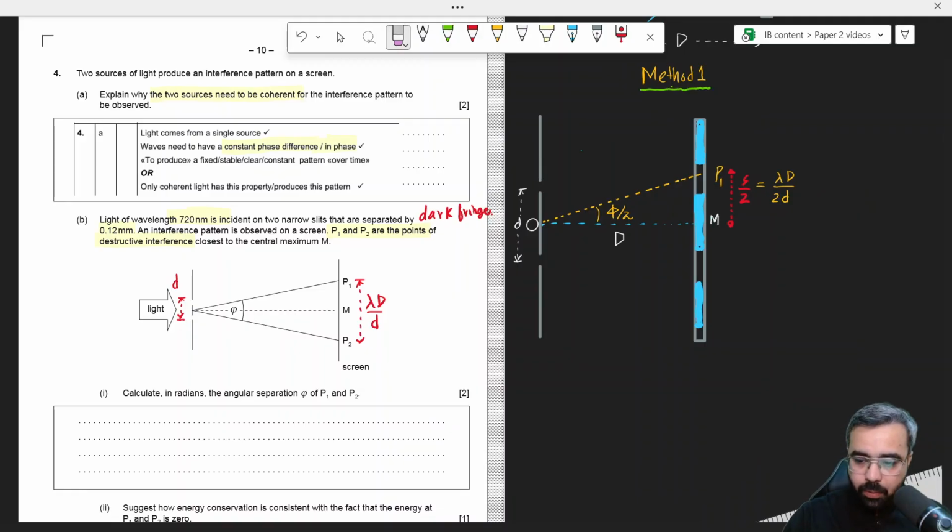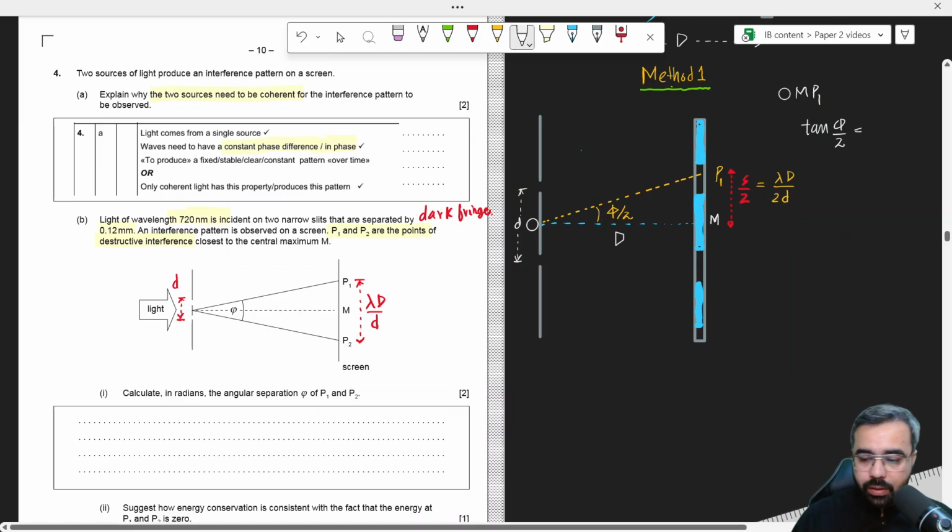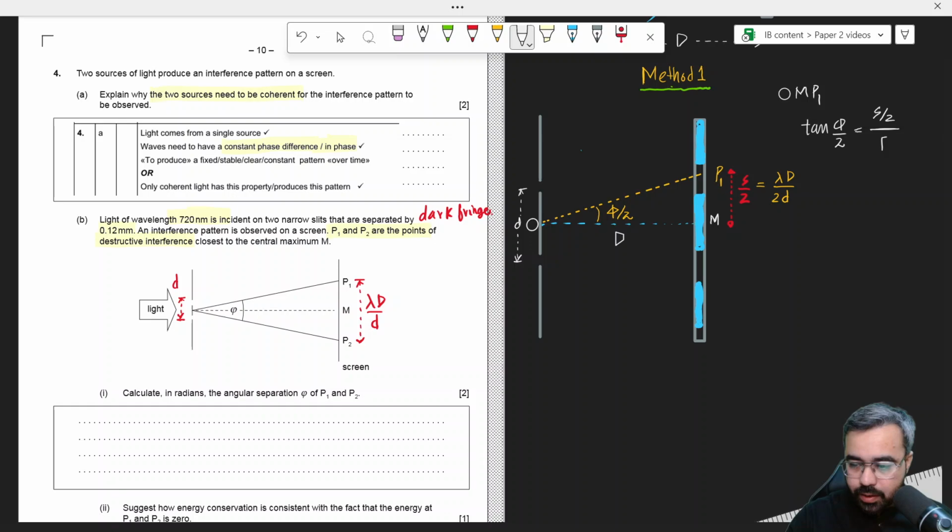triangle OMP1, right? What we can say, if I take the tan of the angle, that is phi over 2, tan phi over 2 should equal the opposite over adjacent, right? So opposite is s over 2, and adjacent is D. So tan phi over 2 is equal to lambda D over 2d divided by this D, the distance between slit and screen.